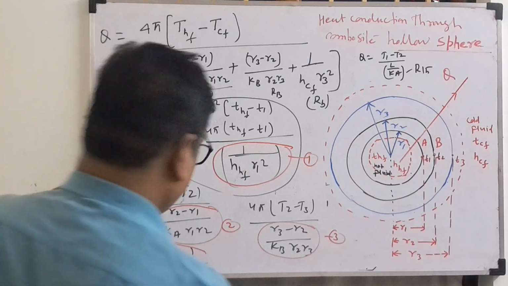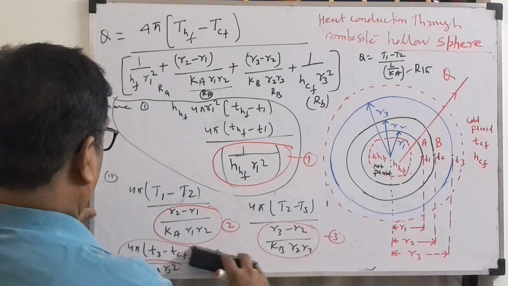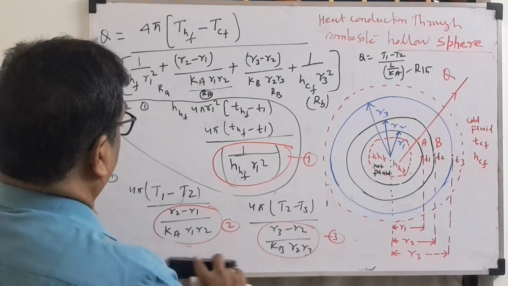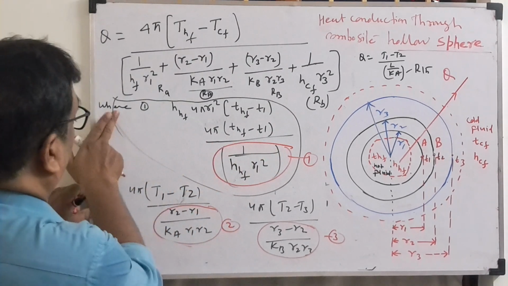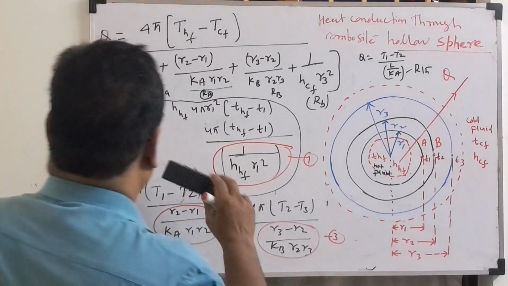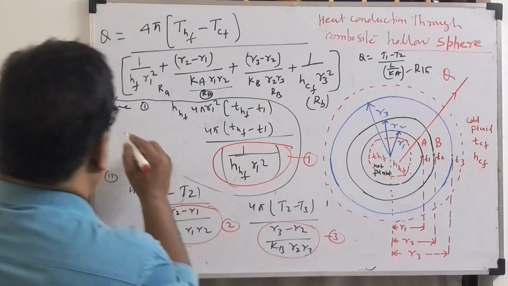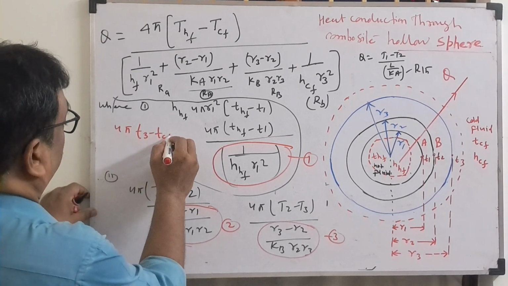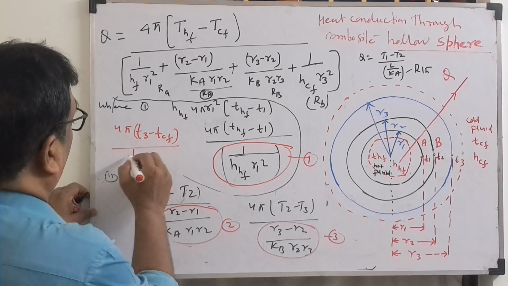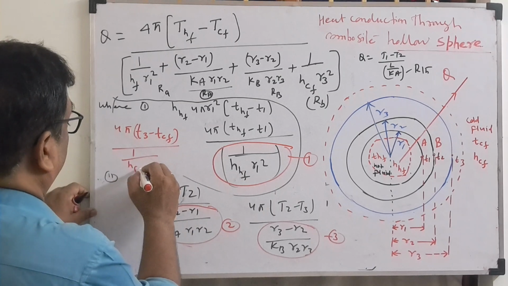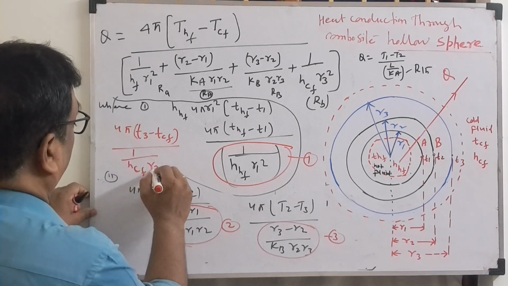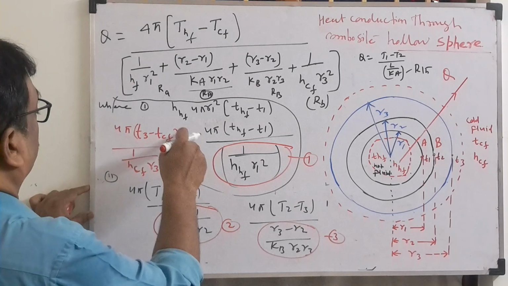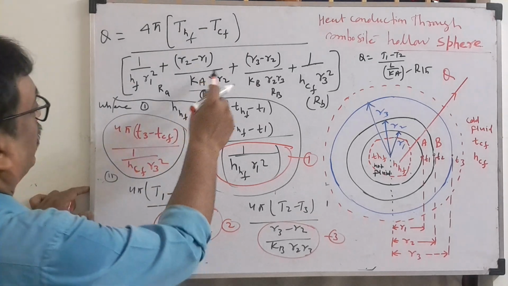There is no space here, so again I will write somewhere. The thermal resistance for the fourth one I am writing here only. What is the fourth one? 4 pi T3 minus TCF divided by 1 by H cold fluid R3 square. So this is the thermal resistance for the fourth one. So that only we wrote.